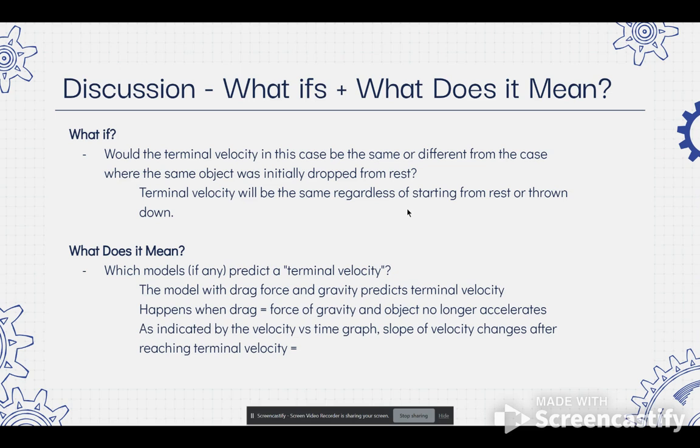And what does it mean? Which model predicts the terminal velocity? The model with drag force and gravity predicts the terminal velocity. It happens when drag equals the force of gravity and the object is no longer accelerating. And as indicated by the velocity versus time graph, the slope of velocity changes after reaching terminal velocity.